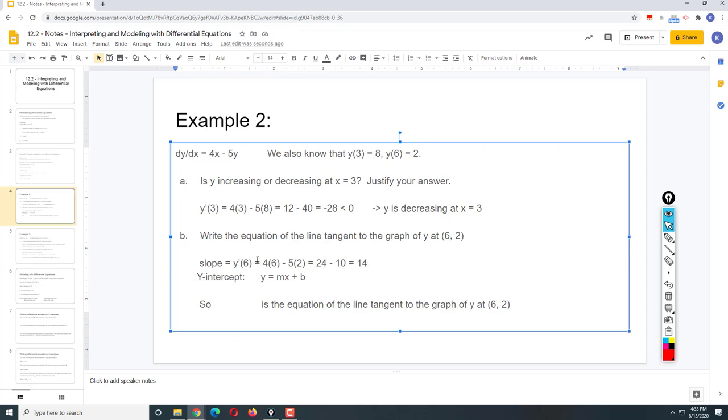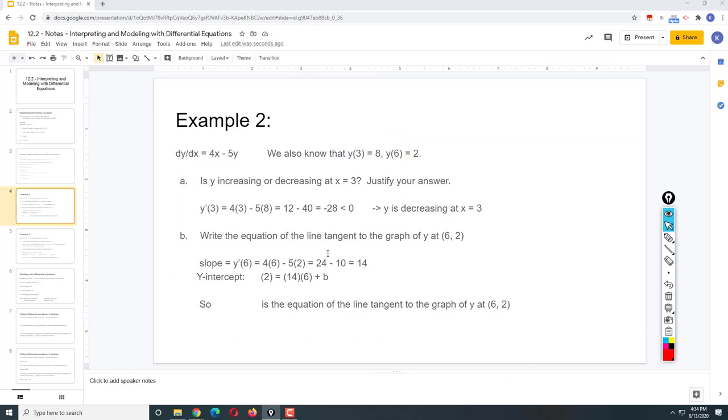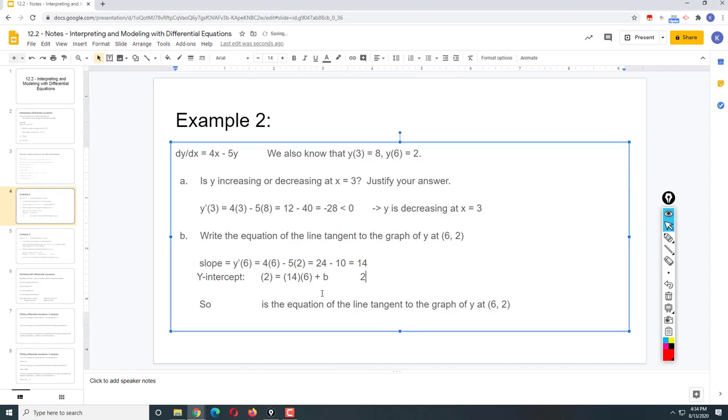Okay, so we know the slope is 14. Now we have y equals mx plus b. I can plug in 14 for the slope. When x is 6, y is 2, because our tangent line touches the graph at (6, 2). This tells us that 2 equals 84 plus b, so b equals negative 82.